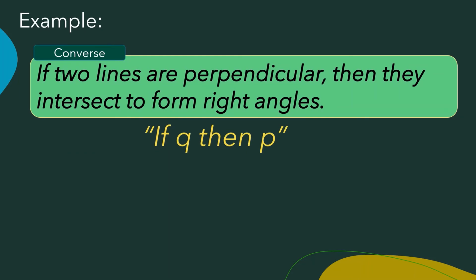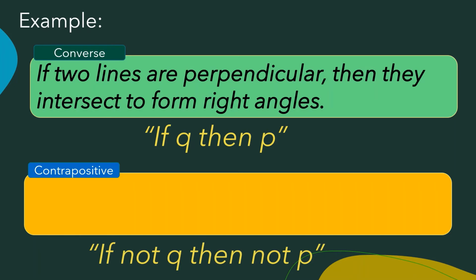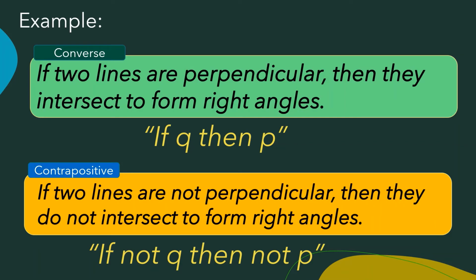Now, to get the contrapositive of the statement, we will negate the converse. So, the negation of the converse is if not Q, then not P. What is now your answer? Great job! Your answer is, if two lines are not perpendicular, then they do not intersect to form right angles.